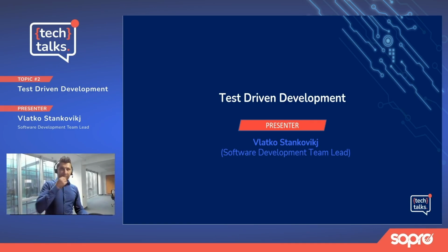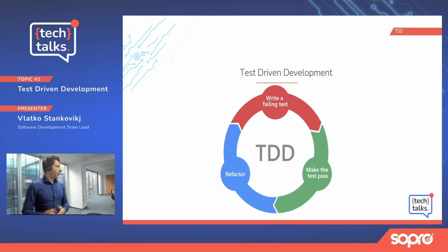So today we are going to talk about test-driven development. What exactly is test-driven development? The three stages of test-driven development are: write a failing test, make the test pass, refactor the code, and go around that cycle all over again. The main point is not to write production code without writing tests first.